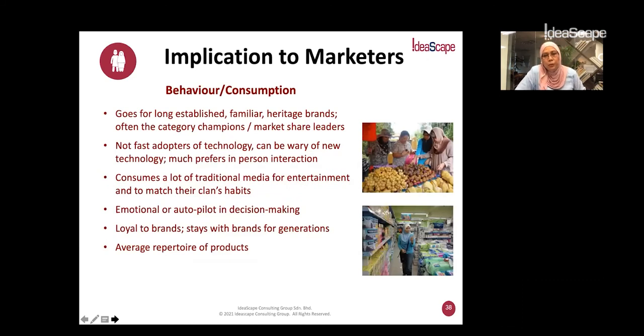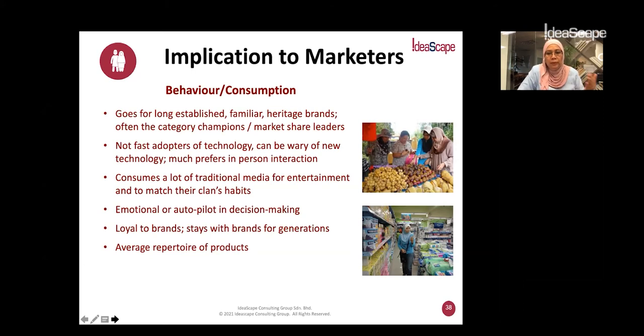So this group of consumers, they would go for long established familiar brands. If their mom has been using this, their grandmother has been using it, chances are you will see that brand in their pantry. Yeah. They are not experimentalists at all. They will not be the first mover to adopt new things. They will wait for other people and then they will follow suit.